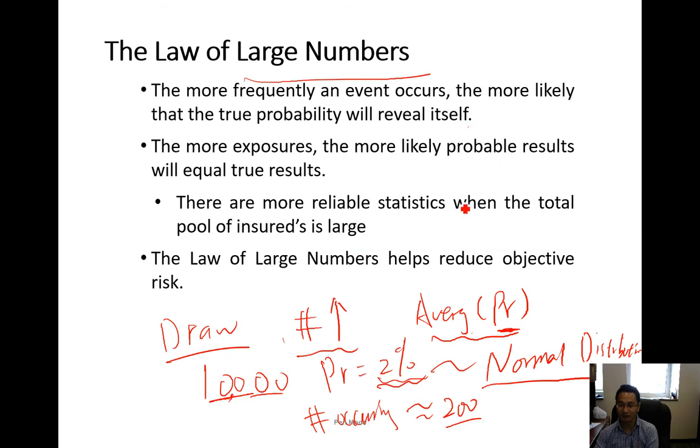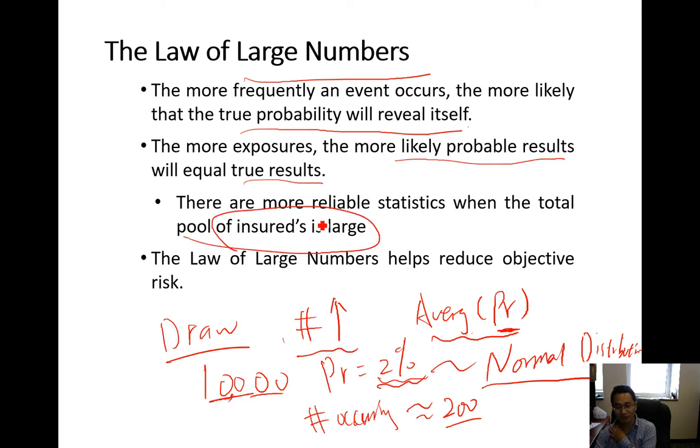I will try to demonstrate this later using Python if I can find it. So let's just look at it. The more frequent an event occurs, the more likely the true probability will reveal itself. I like the way it says it's easy to understand but not necessarily mathematically true. The more exposure, the more likely the probability result will equal true results. There are more reliable statistics when the total pool of insured is large. So that's the whole idea, okay?